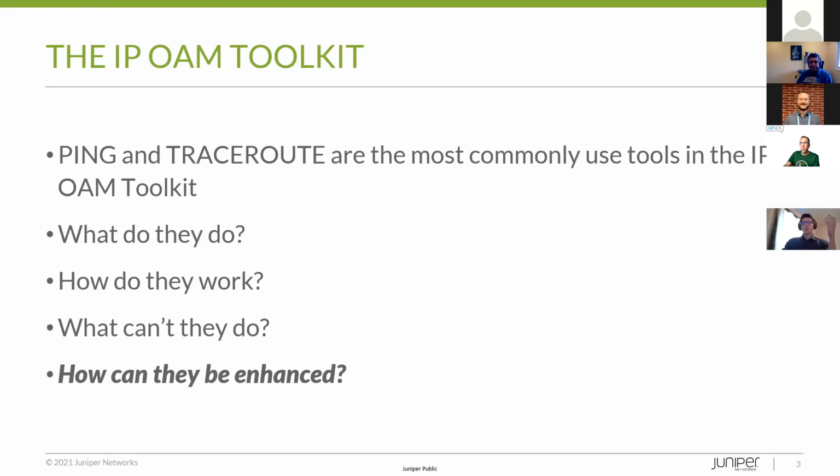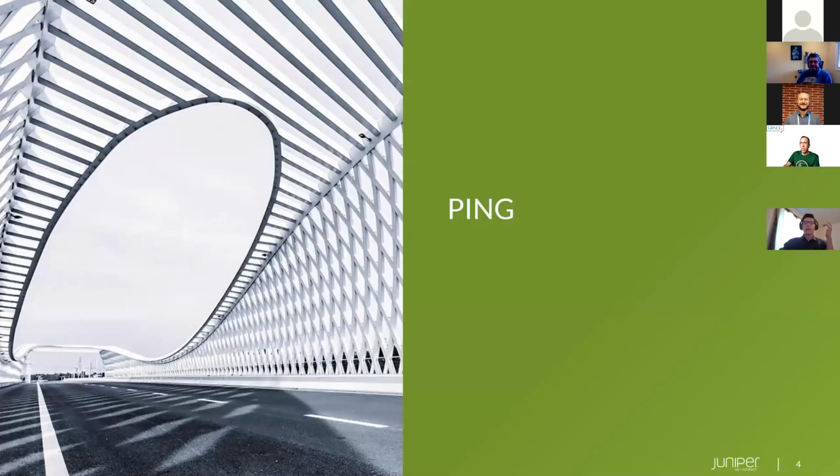So for the rest of this presentation, we're going to follow this kind of roadmap for both ping and TRACEROUTE. We're going to look at what they do, how they work, what they can't do, which again is going to tie back to the difference between nodes and interfaces, and what we've been doing to try to enhance these tools. So let's begin looking at ping.